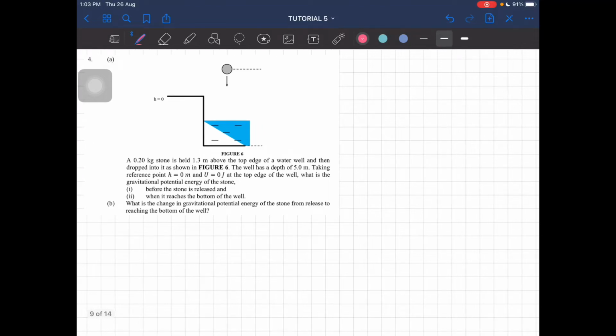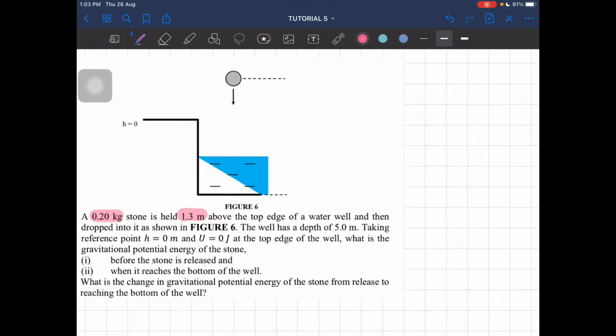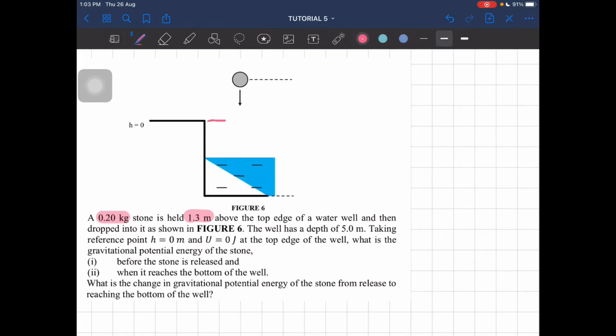Okay, so let's look at question number 4. A 0.2 kilogram stone is held 1.3 meter above the top edge of a water well. Okay, so it's saying that at this point, the height above, this one is height, what should I write?